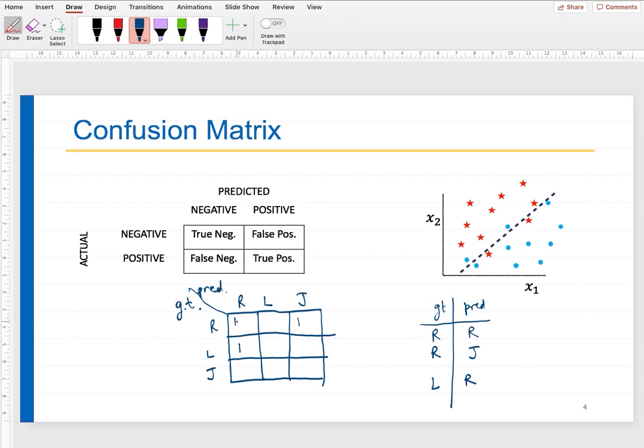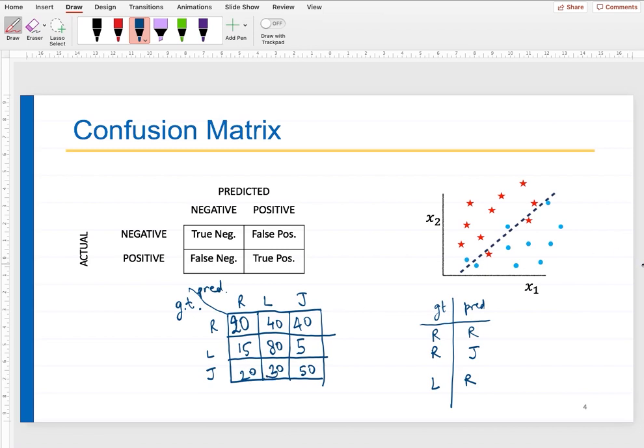Right? Let us choose some numbers. Let us say 20 roses were correct. 40 came here. 40 came here. 80 lotuses were found correct. 10 or 15 here, 5 here. Let's say 50 jasmines were correct. 20 came here, 30 came here. Let us say 20 came here, 30 came here.